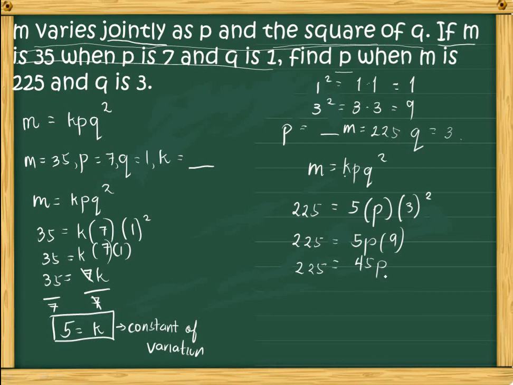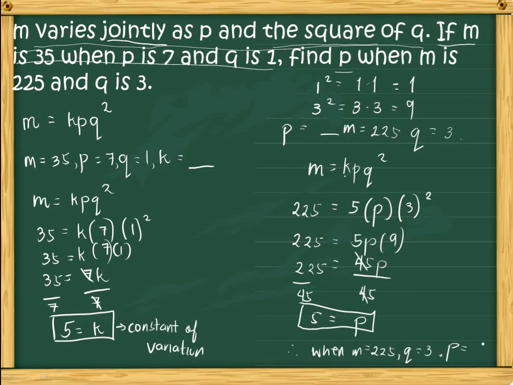So our goal is to find the value of P. And we need to eliminate 45. So we need to divide both sides by 45. So 45P divided by 45, that is P. And 225 divided by 45, that is 5. Therefore, when M is 225 and Q is 3, P is equals to 5.